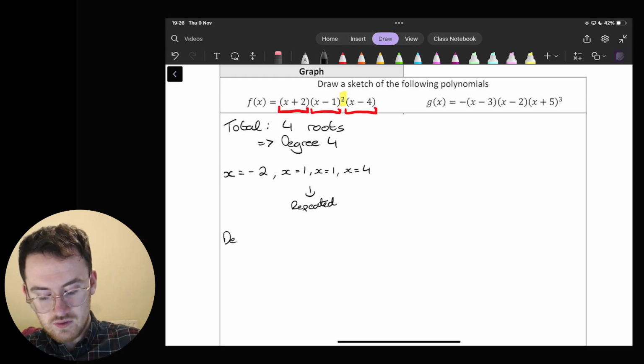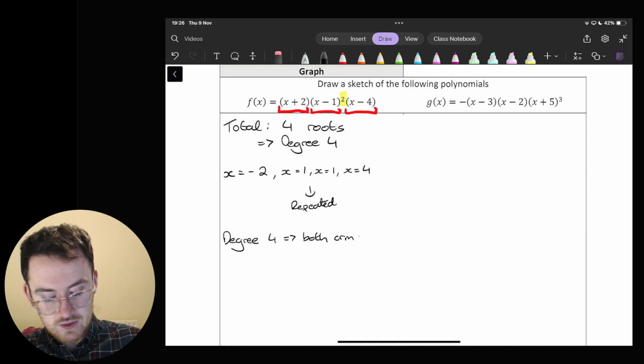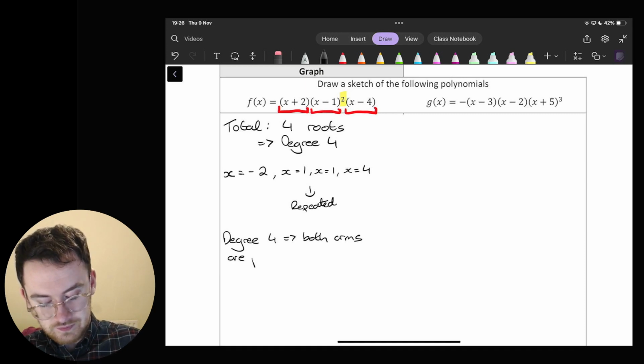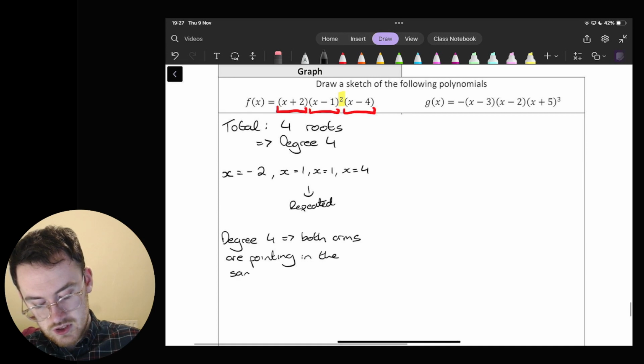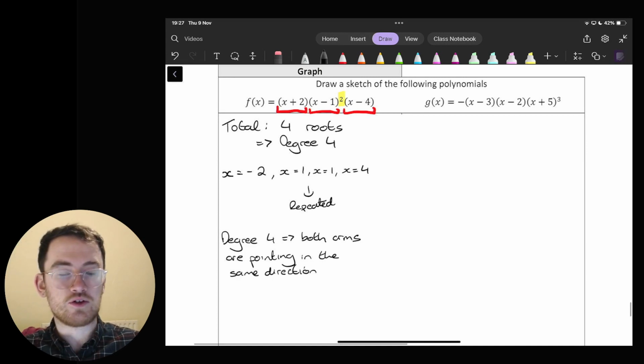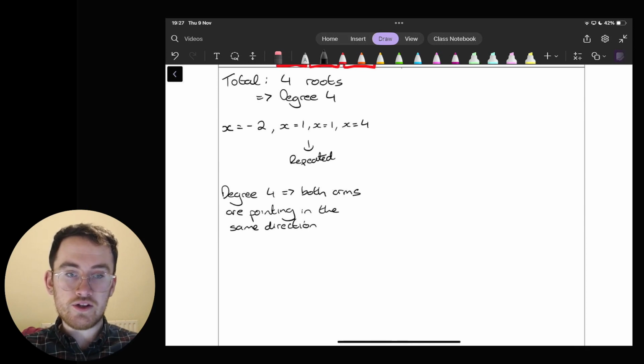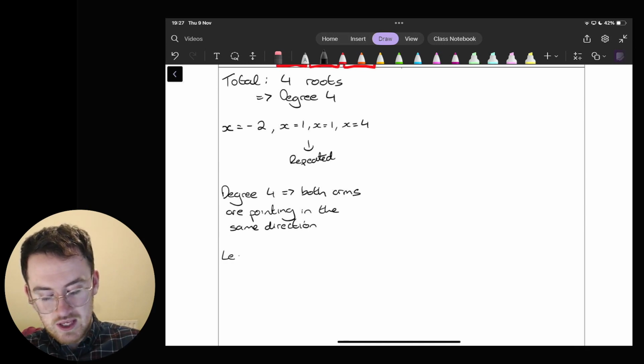So the degree 4 tells me the behavior of the arms. Both arms are pointing in the same direction. Because the degree is 4, both arms are going to be either pointing up or both pointing down. To know whether they're pointing up or down, we need to look at the leading coefficient.